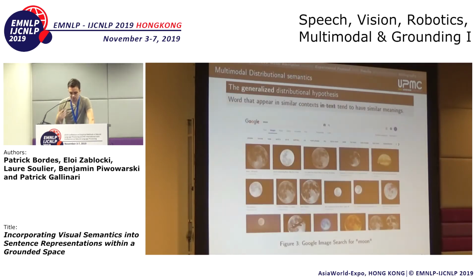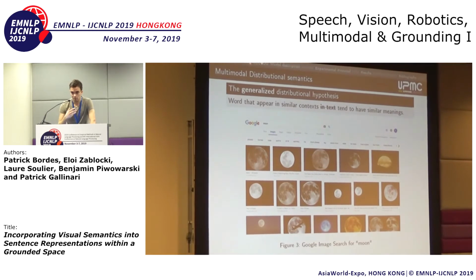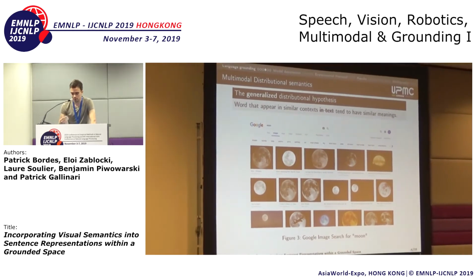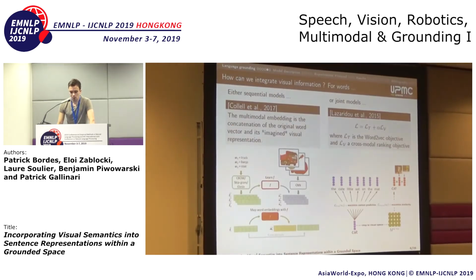These considerations have led researchers to formulate a new, more general distributional hypothesis, in which words that appear in similar contexts, whether in text or images, tend to have similar meanings. So for example, for the same word moon, by looking at images, we can infer more perceptual information about its shape, color, etc.